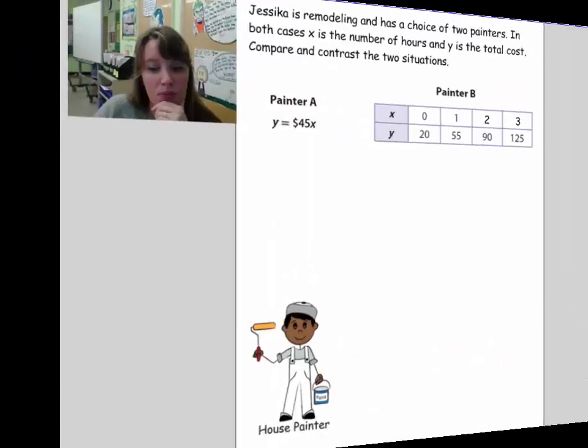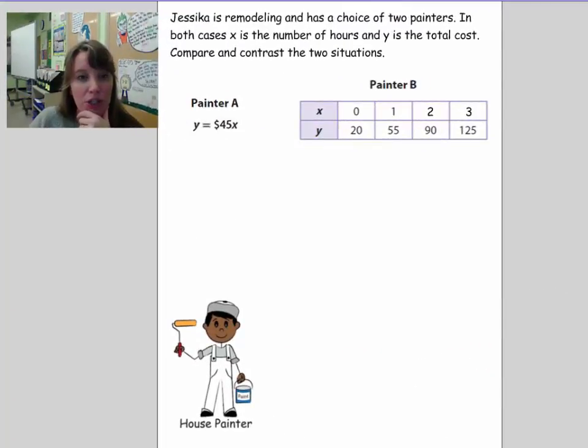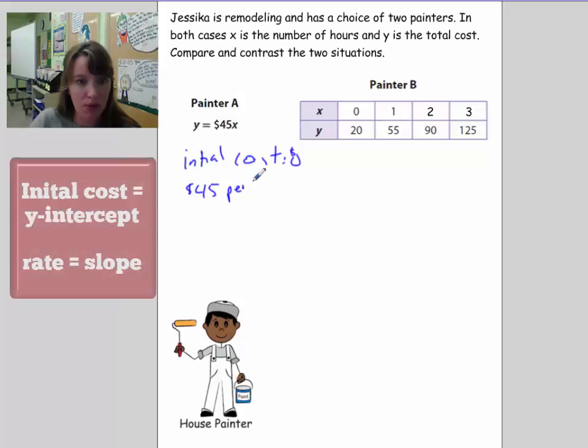Okay, let's go over another situation. Jessica is remodeling and has a choice of 2 painters. In both cases, X is the number of hours and Y is the total cost. Compare and contrast the 2 situations here. Painter A has a proportional relationship, so the initial cost is $0, but the hourly fee is $45 per hour.